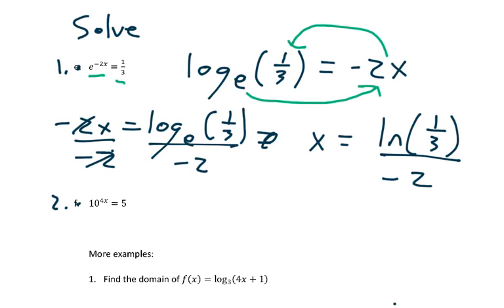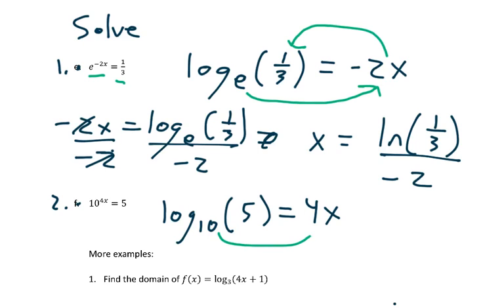So for this one down here, 10 to the 4x, same idea. Here the base is 10. We're going to have log base 10 of 5 is 4x. Now, is this right? Well, let's do a log roll. 10 raised to the 4x equals 5. And yes, that is what we have.